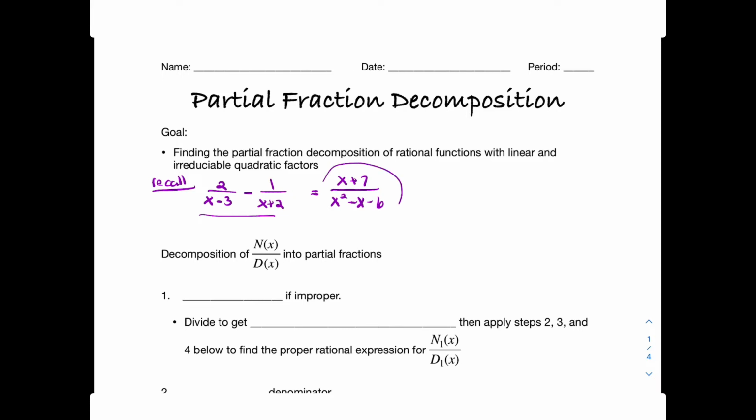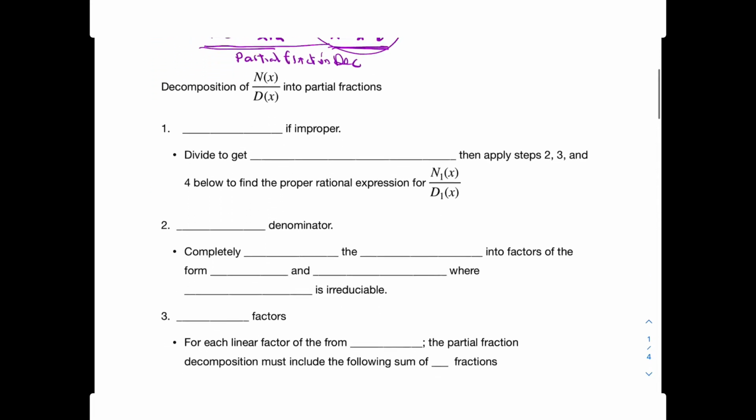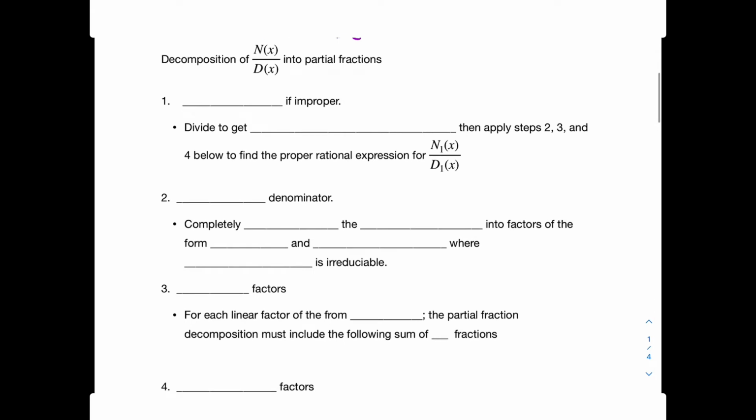Partial fraction decomposition goes in the other direction. I give you the answer, and your goal is to come up with the original two fractions that will add or subtract to equal the expression you have. So these original two fractions are what we call the partial fraction decomposition. We're decomposing this fraction into two parts, or into multiple parts, adding and subtracting.